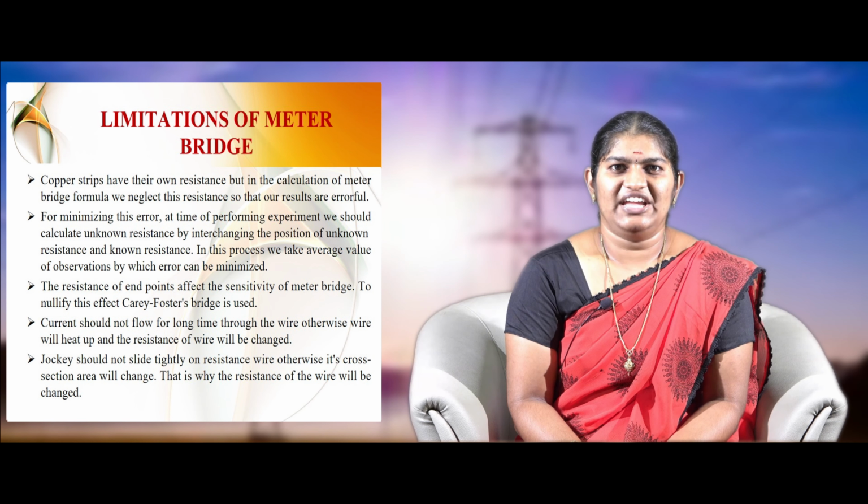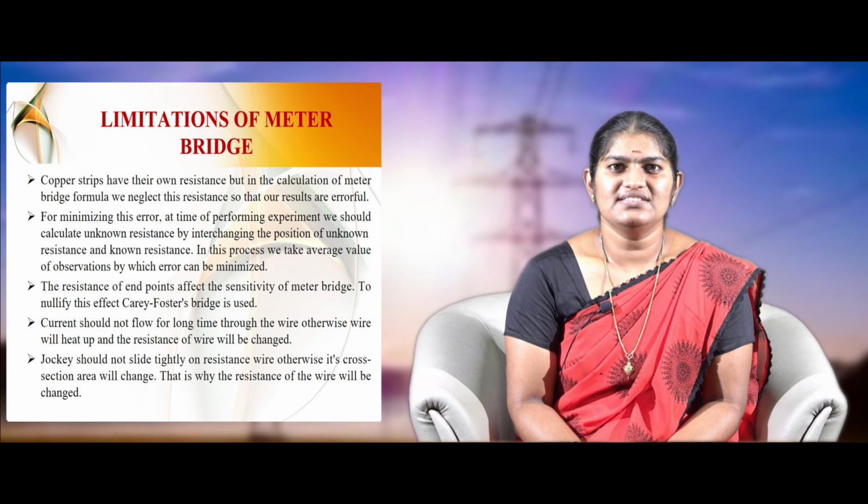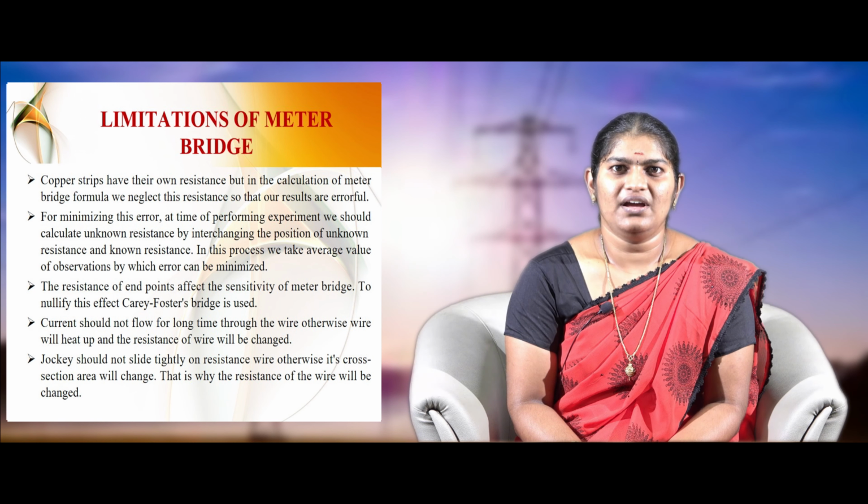The resistance of an end point should not affect the sensitivity of the meter bridge. To nullify this effect, the Carey-Foster bridge is used. Current should not flow for a long duration of time in the wire. Otherwise, the wire may heat up and the value of resistance will change. The jockey should not slide tightly on the wire. Otherwise, the area of cross section of the wire will change. This is why resistance often changes in the meter bridge.